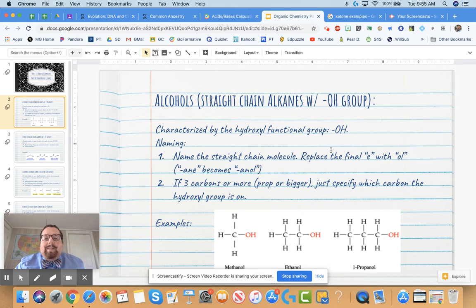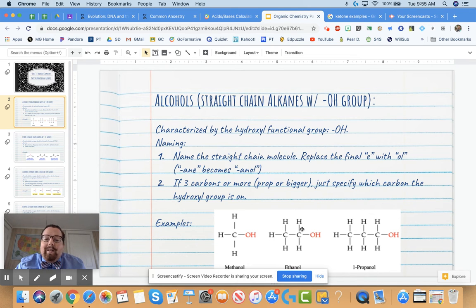For alcohols, this is where we have an OH group attached to one of our carbons. You would name the straight chain molecule as normal and replace that final E with OL, so that ane becomes anol. If there's 3 or more carbons, like if it's prop or bigger, you have to specify which carbon that hydroxyl group is on. So for methanol, since we only have 1 to choose from where that OH is going to be, it's just methanol.